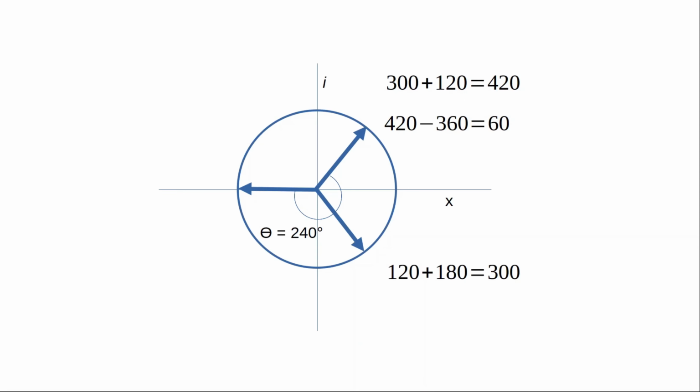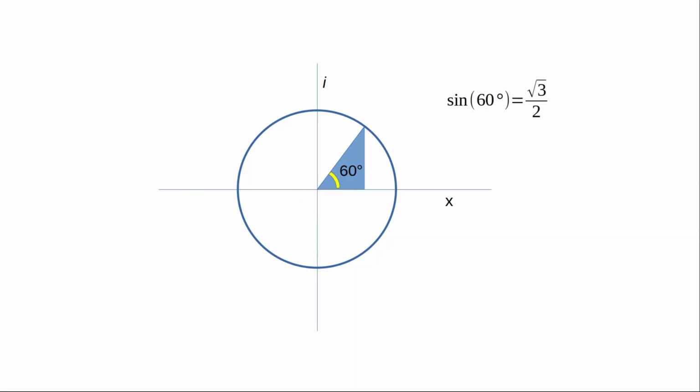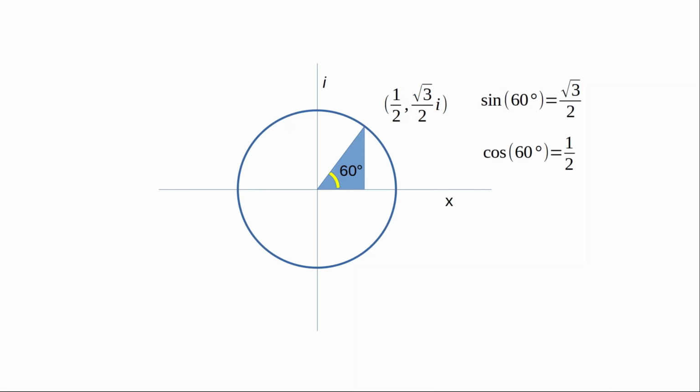So to calculate our values, we now have a 60-degree triangle, and of course the sine of 60 is radical 3 over 2, and the cosine of 60 degrees is 1/2. So we apply that to our circle, and that gets us a coordinate of 1/2, radical 3 over 2 i. Now we already know that the radius of our circle is 1, so we don't need to actually calculate the radius in this case. So let's go to the other point, which, as you recall, was at 300 degrees.